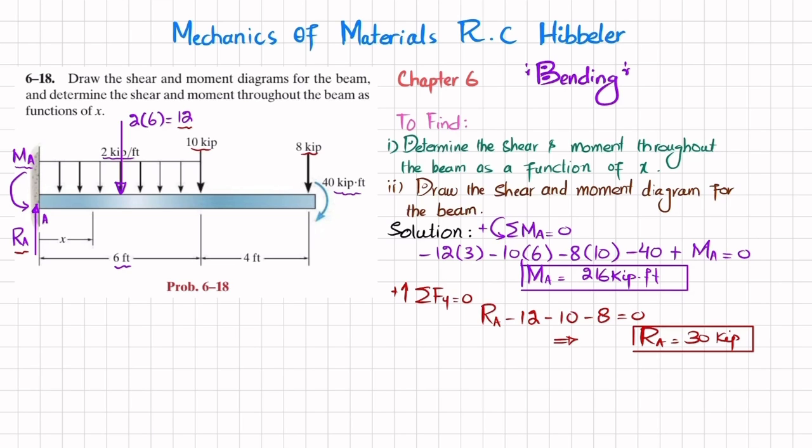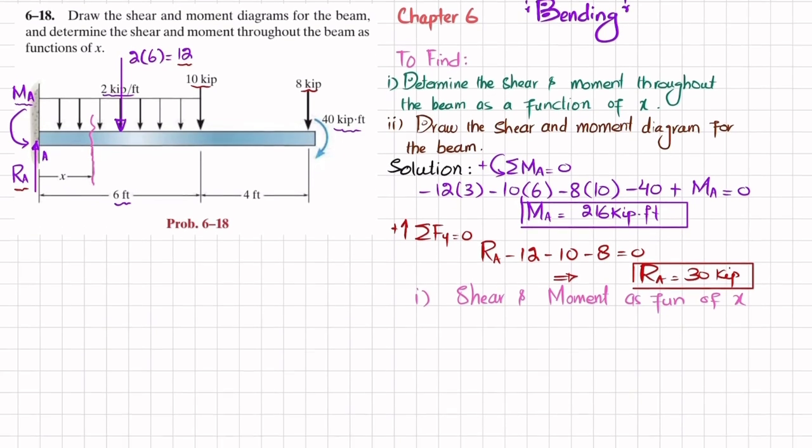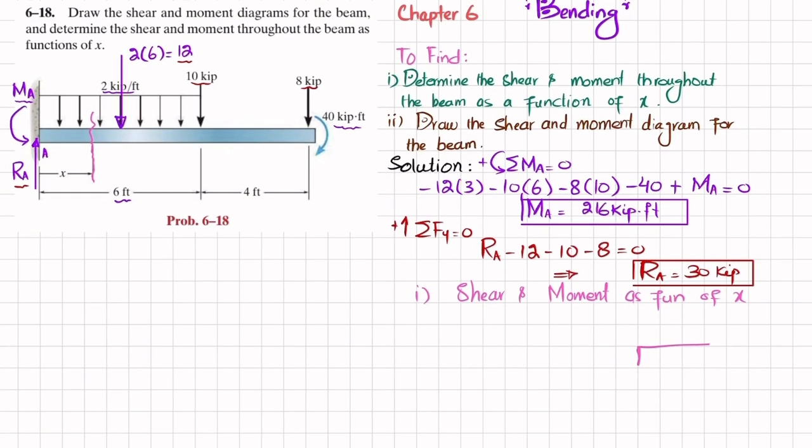Okay. Now first we will solve the shear and moment as functions of x. So for that, if I cut the beam at a distance of x and draw the free body diagram, it will be like this. This is the beam. Clear?